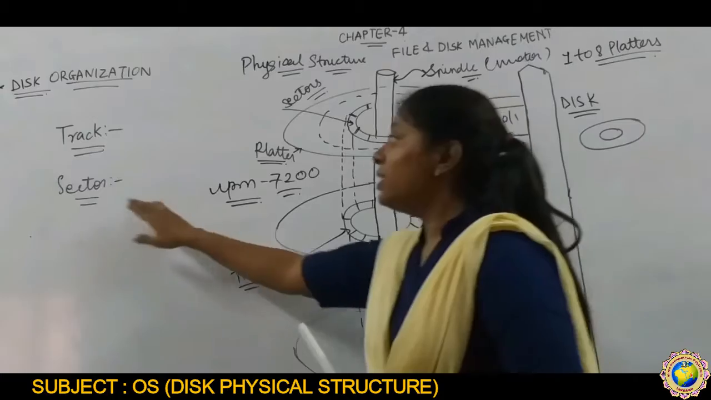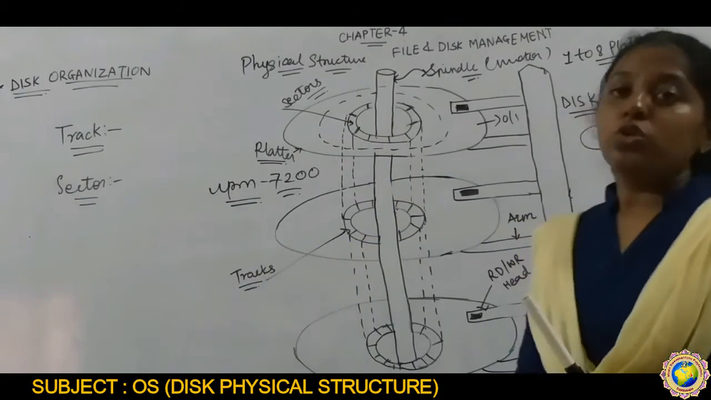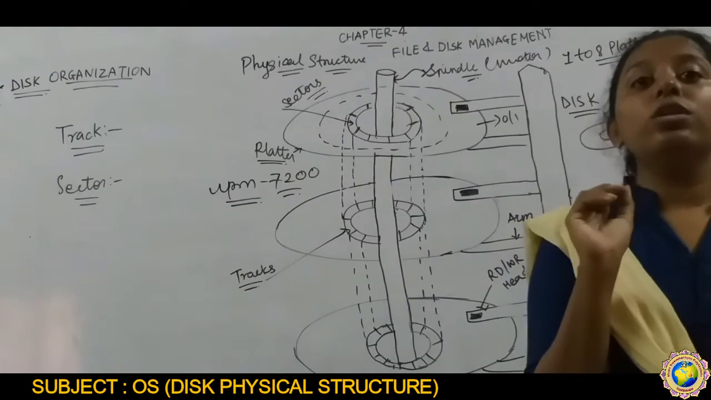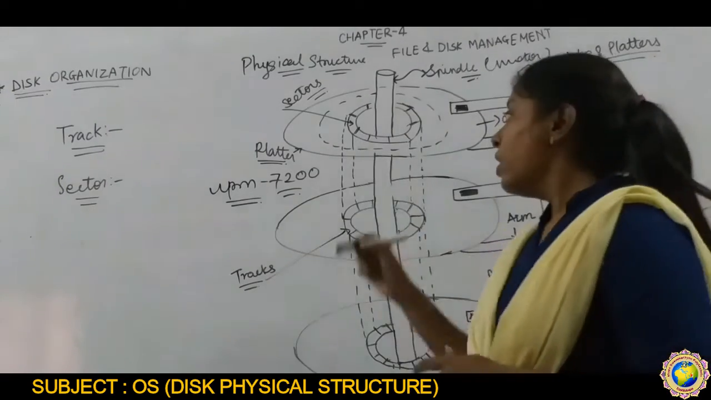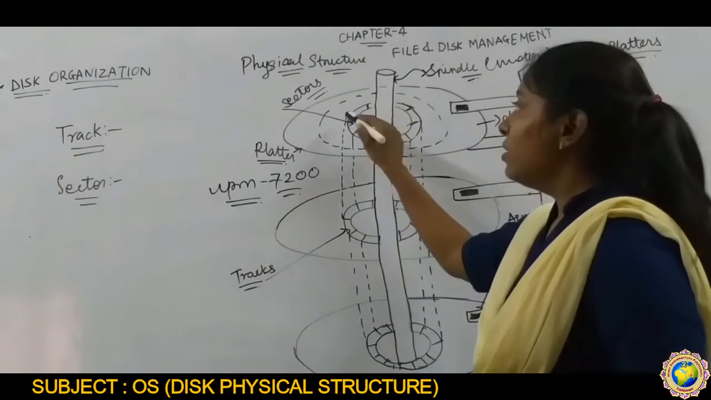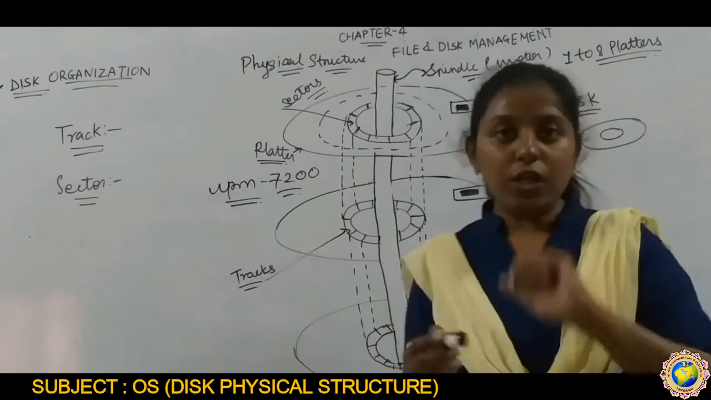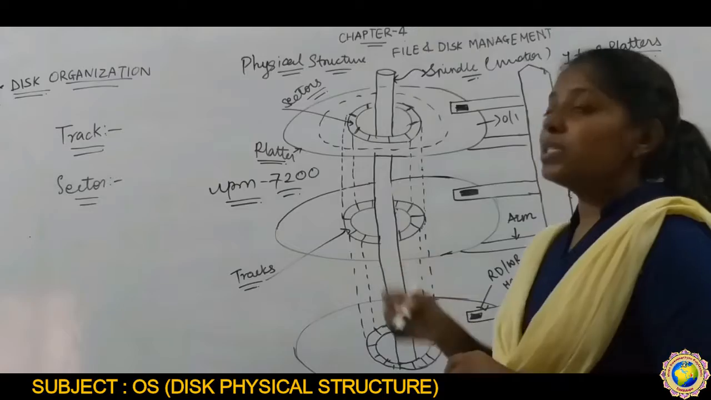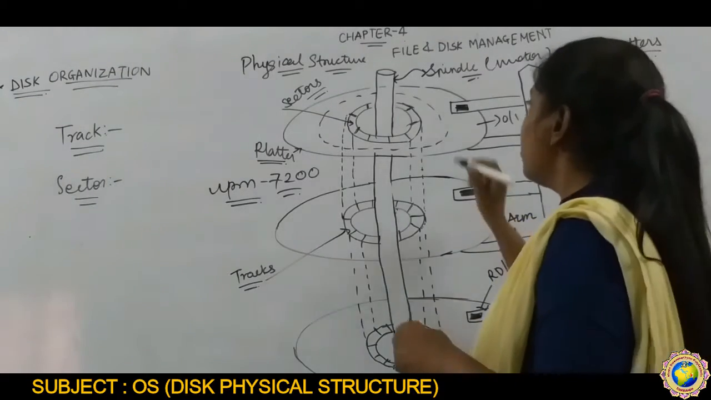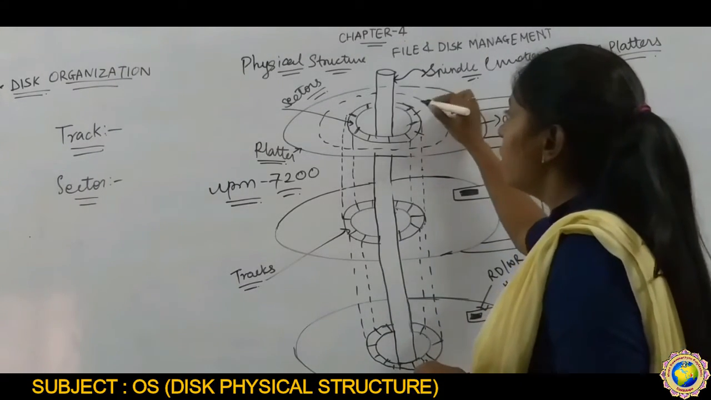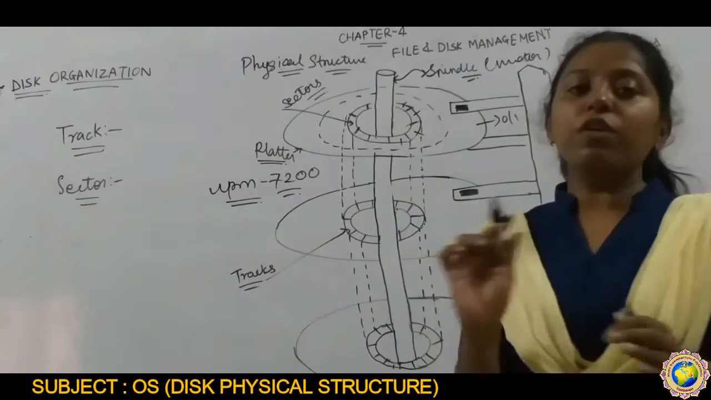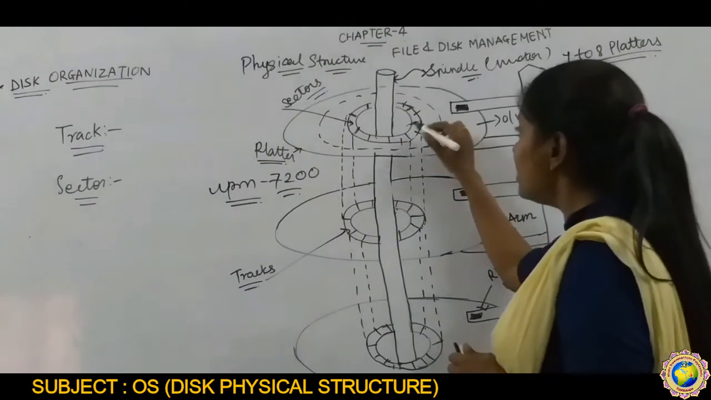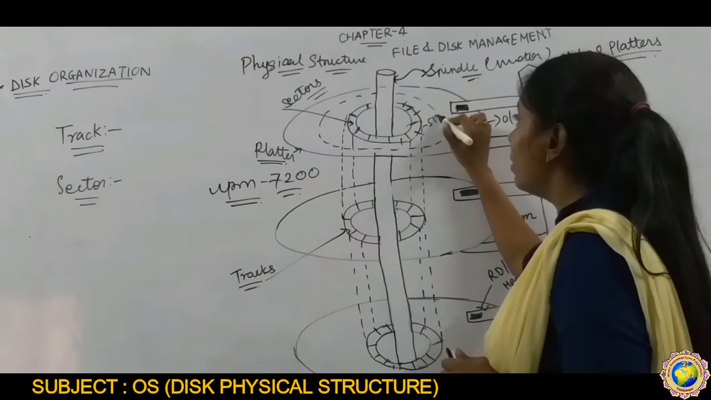Now let's see the sector. Tracks are divided into some units, and that is called a sector. See, this is the number of sectors, 1, 2, 3. A particular sector may be 512 bytes.